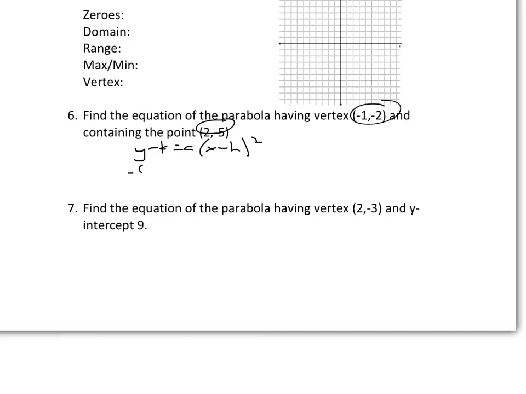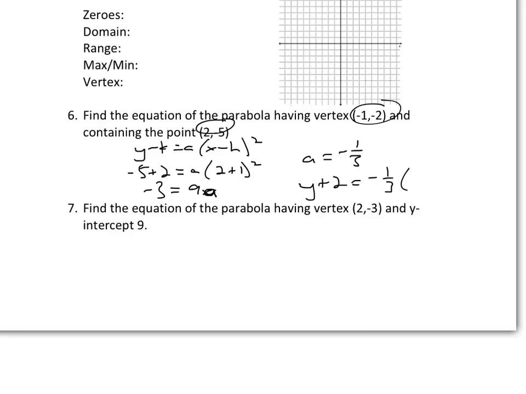I've got negative 5 plus 2 equals a times 2 plus 1 squared. So we've got negative 3 equals 9a. Oops, a, not x. And a equals negative 1/3. So this is y plus 2 equals negative 1/3 times x plus 1 squared. Okay, you try the last one on your own.